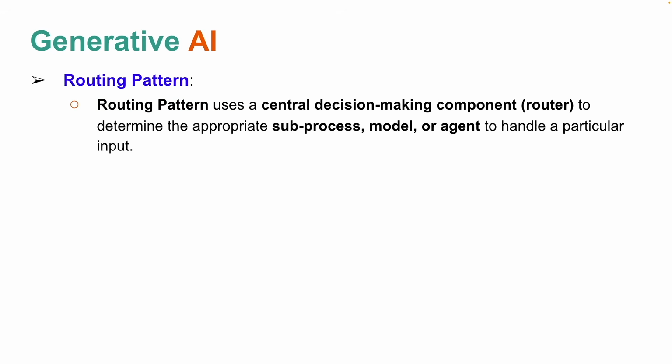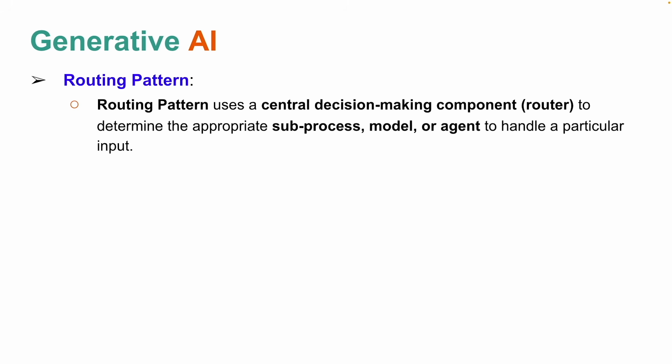Next design pattern is the routing pattern. Routing pattern is a bit different. In the routing pattern, you will use a central decision making component which is called the router, and this router will determine the appropriate sub process or appropriate model or appropriate agent to handle a particular input.